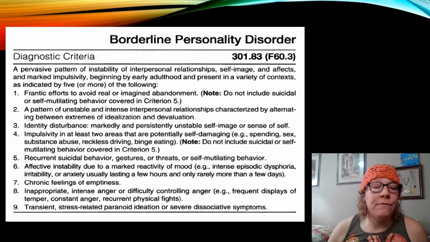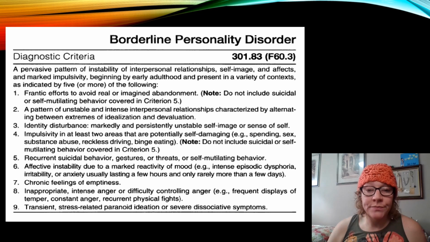Number 6, affective instability due to a marked reactivity of mood. For example, intense episodic dysphoria, irritability, or anxiety, usually lasting a few hours and only rarely more than a few days. So here you're talking about mood swings that can be rapid or extreme. And also that same emotional dysregulation, marked reactivity of mood. It has a lot to do with emotional dysregulation, I think. Number 7, chronic feelings of emptiness.